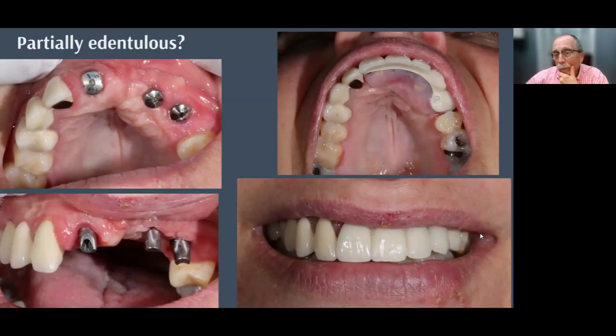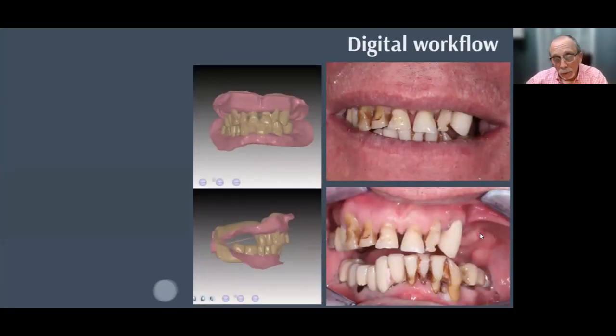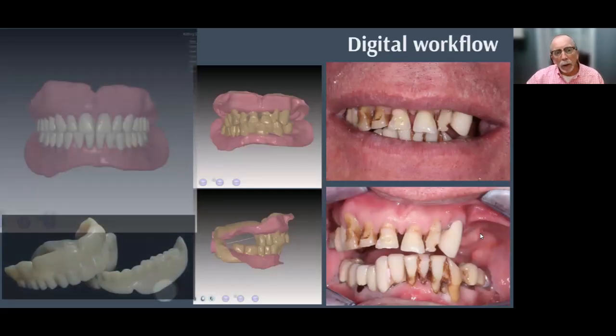So Conus could be an option here where we can get the flange, but yet the patient can take this thing out to clean it. Didn't do a ton of those, but we did them some. This is one of the first digital ones. So you can see the pre-op, and this guy was a mess. All these teeth are going to come out.